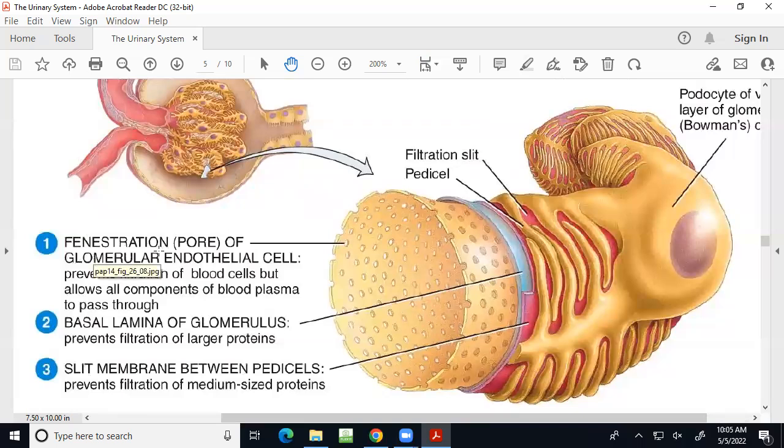Remember, we talked about the 3 different types of capillaries a few weeks ago. We learned that some capillaries have tiny little pores or holes in them called fenestrations. And that's what these capillaries have. So they're super, super leaky.